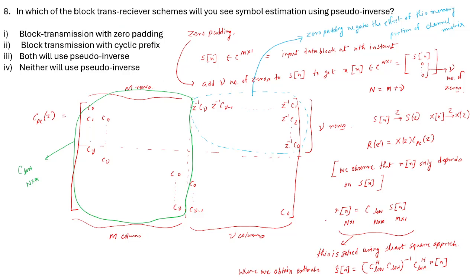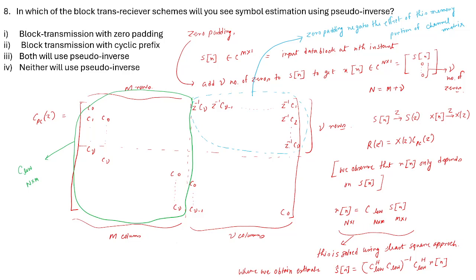However, with cyclic prefix this doesn't arise, because the cyclic prefix channel matrix is a square matrix of m cross m. Therefore you can just take the inverse of that. Whereas here, the input output relationship, C low, is the matrix of our concern, which is a rectangular matrix. That's where the problem arises. This is not a square matrix.